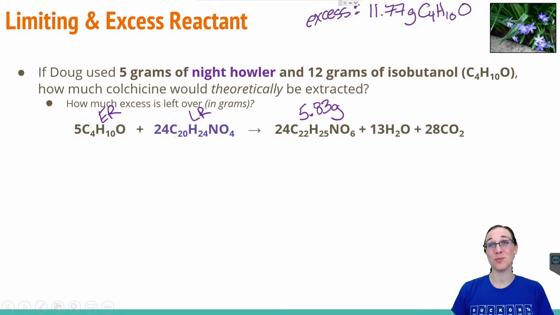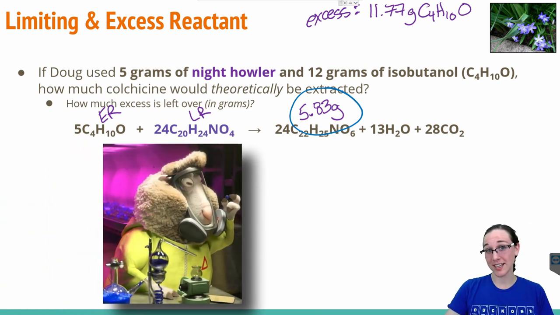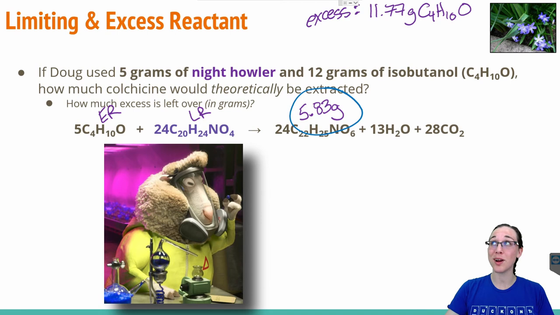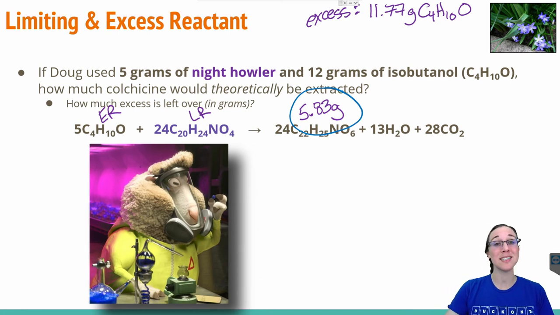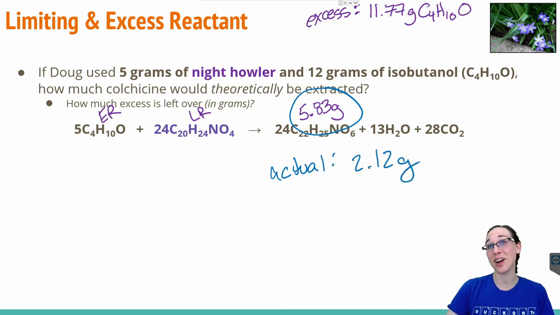Let's jump back into another percent yield, because why not? We just learned it. Let's apply it. So we know theoretically a maximum amount of toxin we could make is 5.83 grams. Let's assume that Doug, the RAM chemist, only extracted 2.12 grams of the neurotoxin from his chemical extraction. The actual from his lab data would be 2.12 grams, what he actually extracted in the lab. Theoretically, he should have been able to extract 5.83 grams. Naughty Doug, you weren't very diligent in your lab, were ya?